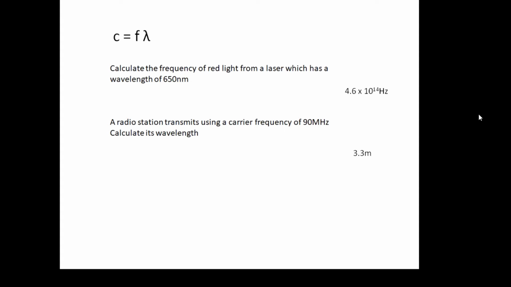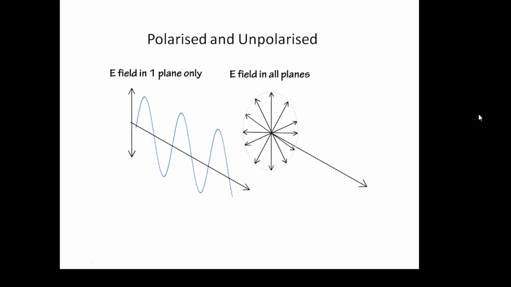Now, polarized and unpolarized. A polarized wave, the electric field oscillates in one plane only. I ask my students so many times in tests, what is meant by a polarized wave? The electric field oscillates in one plane only.